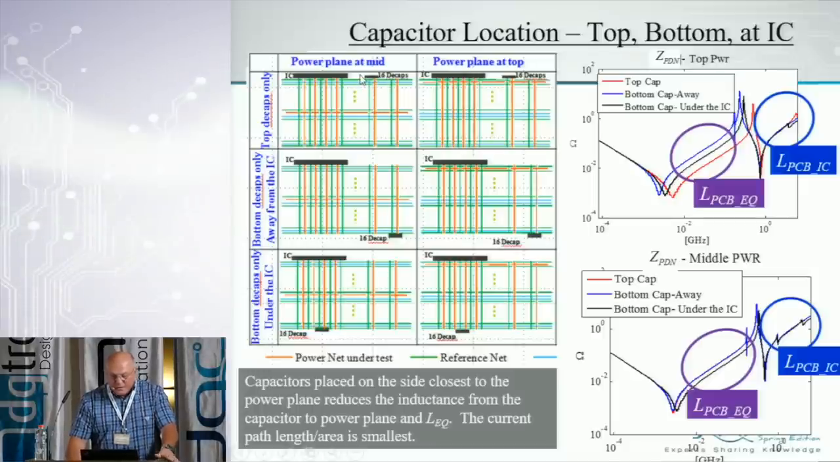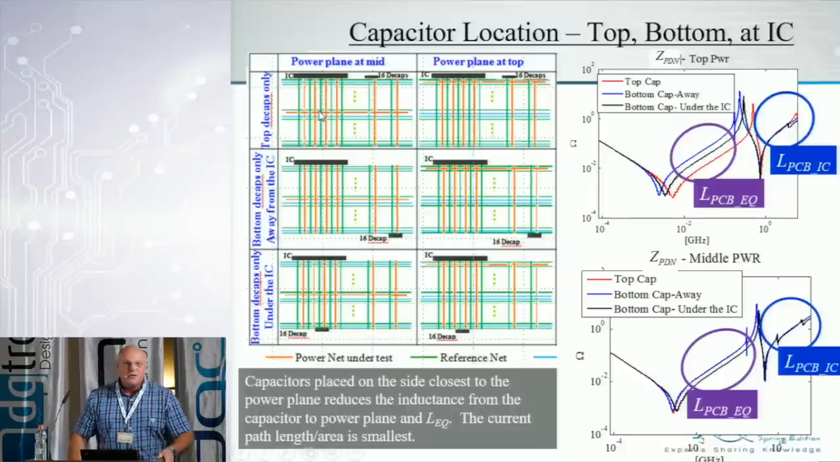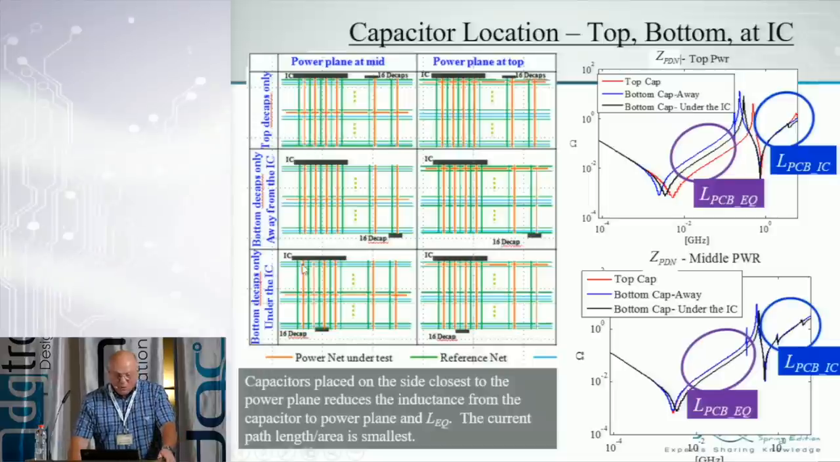When our power net area fill is in the middle, we put our decoupling capacitors on the top, on the bottom, and directly under the IC. You see that in all these cases, at high frequencies, the inductance is all the same. It's the same because this inductance is dominated by getting down from the IC to the power net area fill. It's the same in all three cases.